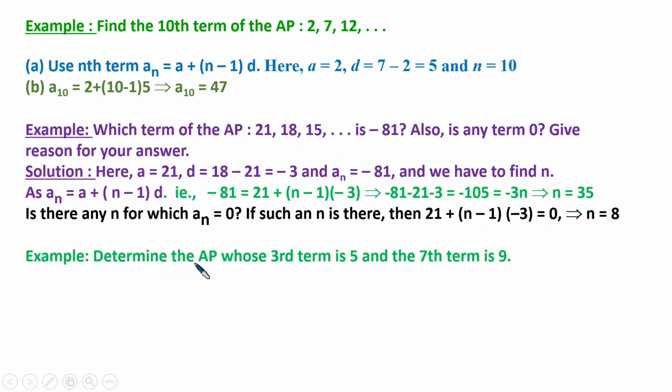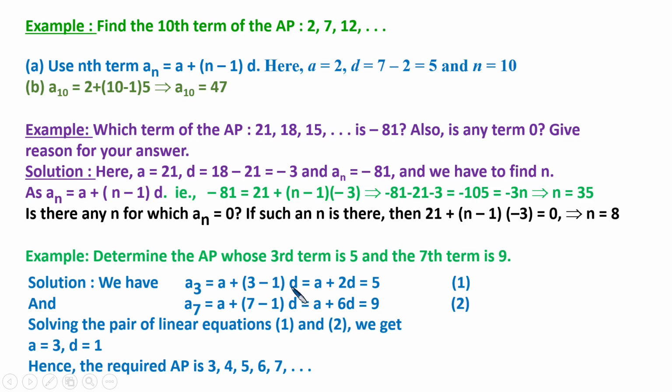Another example: determine the AP, that is arithmetic progression, whose third term is 5 and the seventh term is 9. Again I use this formula, which is very important, as I said. Third term is 5, that is a plus (3 minus 1) d, n is 3. So that is a plus 2d is 5, and a7 is 9, that is a plus (7 minus 1) d, so a plus 6d is 9. Now you have two simultaneous equations. If I subtract, I can get d from here. So kindly please do it.